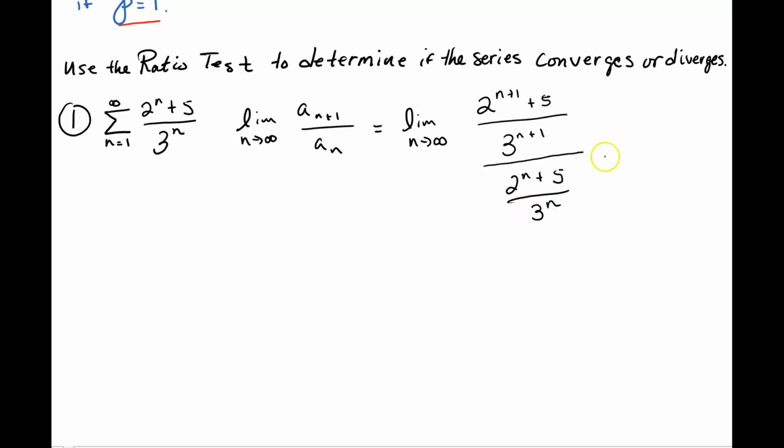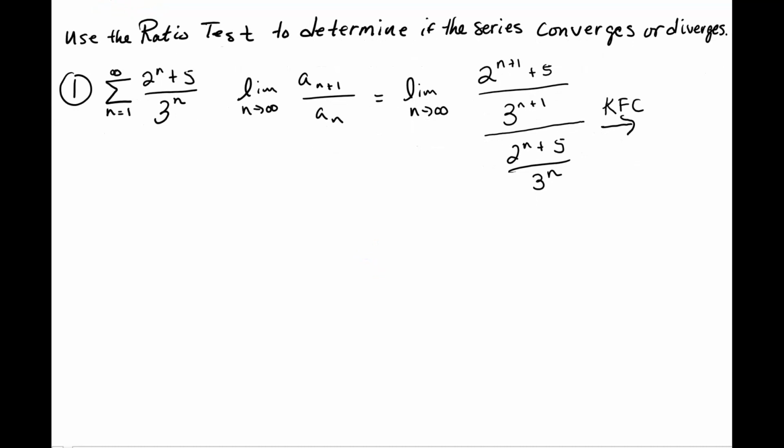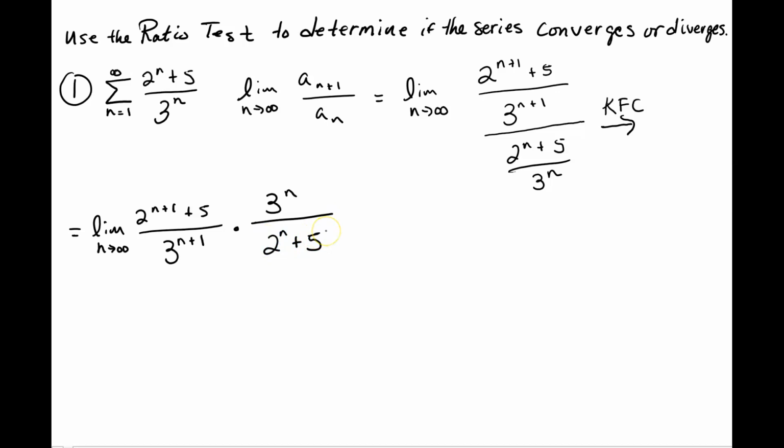So it looks a little bit funny. And as I always tell my students when dividing fractions, always remember to KFC, that is, keep the first, flip the second, and change the sign from division to multiplication. All right, so let's go ahead and take a look at this right here. What does this look like? Well, this is the limit as n goes to infinity of 2 to the n plus 1 plus 5 divided by 3 to the n plus 1 multiplied by 3 to the n over 2 to the n plus 5. And it looks just like that.